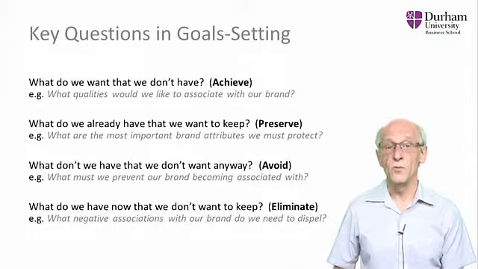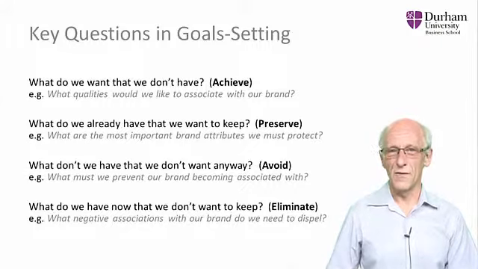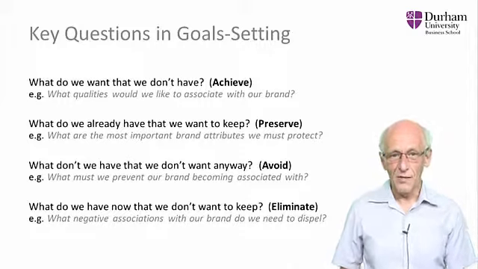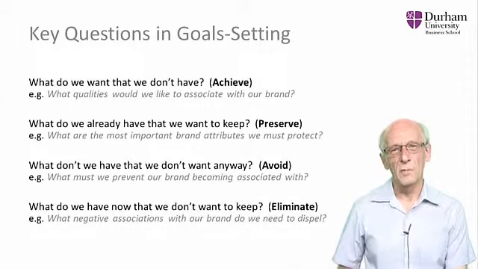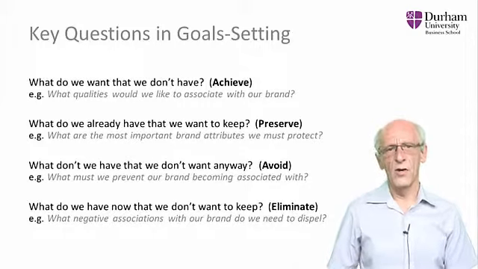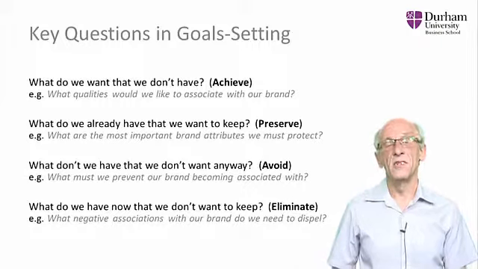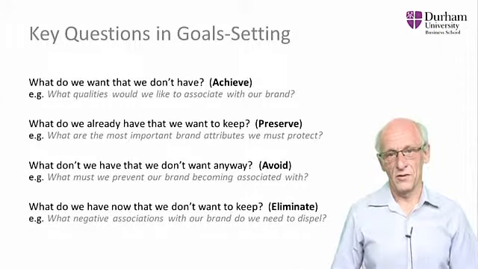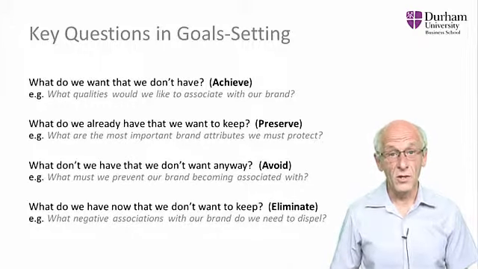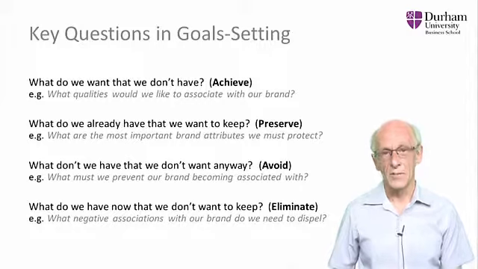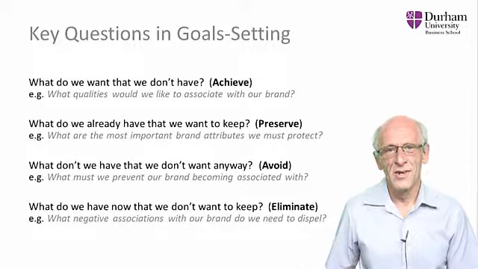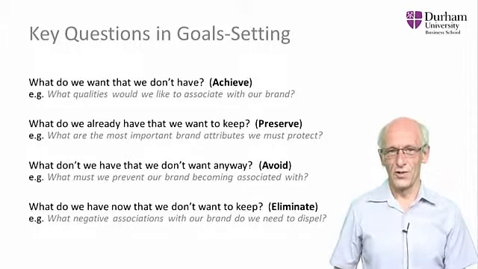Next, what is it we want to avoid? What don't we have that we really don't want anyway? So for example, if we have a health product, we wouldn't want that product becoming associated with a particular illness or a dangerous behavior or something like that. Celebrity endorsement, for example, can be a minefield. Imagine you've got a health product designed to promote health in the young, and then the next day there's a tabloid headline saying your key celebrity in your new campaign has been taking drugs. That would be an example of a goal to avoid.